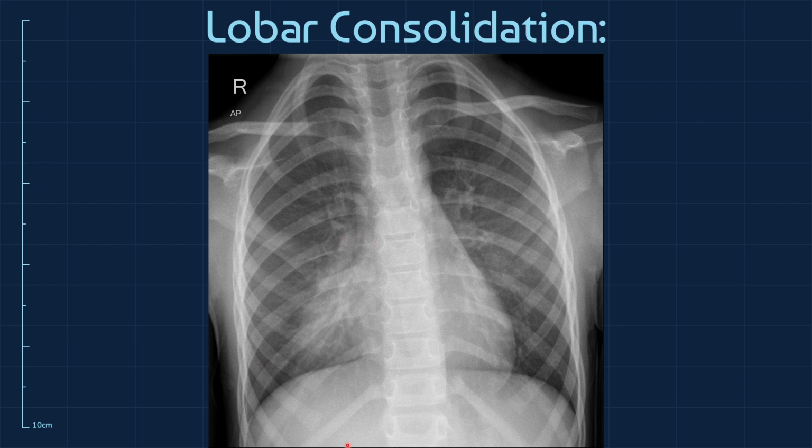And another important factor I want to mention here is that if you notice the right-sided border of the heart, it's very difficult to determine because the consolidation is either right on top or behind of the heart. And this effect over here is called silhouetting. So here you will have an example of a consolidation silhouetting the right border of the heart, making it difficult to see and difficult to determine. So keep that phrase in mind.